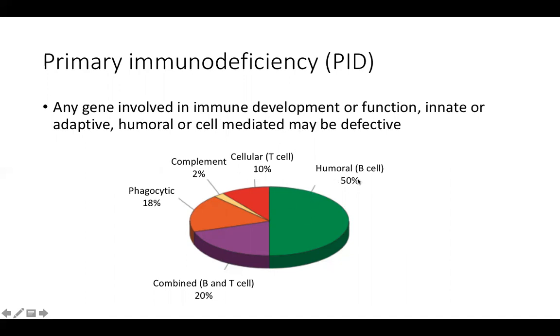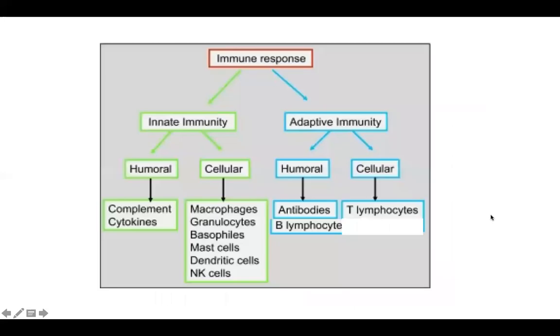In 50% of the cases, we see B cell defects. In 10% it is T cell defects. In 20% it is combined B and T cell defects. So 80% is adaptive immunity. The remaining 20% is innate immunity. Among innate immunity lie mostly the cells or molecules, like neutrophils and macrophages, which are phagocytes, or molecules like complement. So the genetic defect may lie in any of these areas.